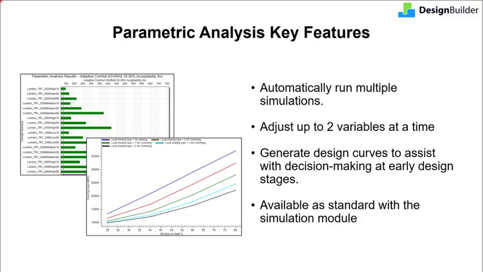Here, with parametric analysis, you can run multiple simulations automatically, adjusting up to 2 variables at a time to create design curve outputs. These design curves can be very useful as a part of the design process to understand how a building's performance is affected by variation in the building's configuration and operation. Parametric analysis comes as standard with our simulation module.